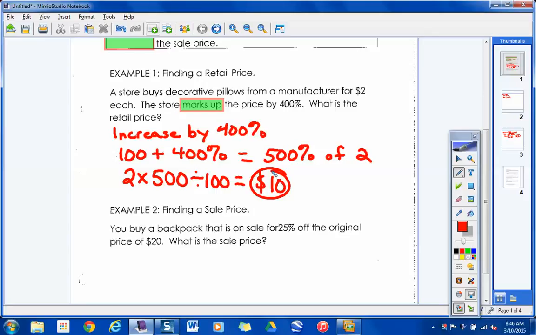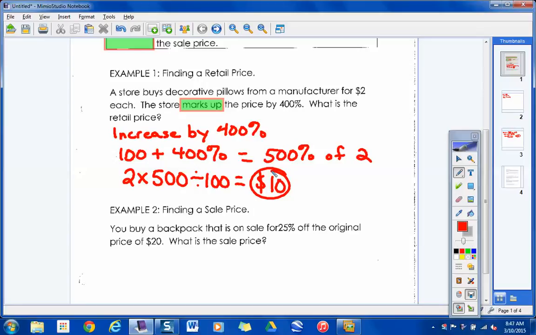What's the profit per pillow? How much money are they making off of each pillow? $10. Not $10. They spend $2 to turn around and sell for $10. So if they've got a $2 cost and a $10 revenue here, what's the profit? $8 per pillow. Okay, that's a pretty good deal, isn't it? Pretty good deal.